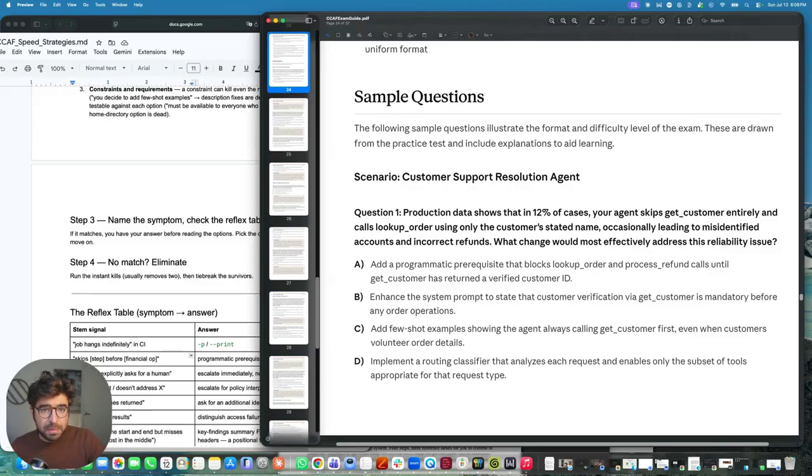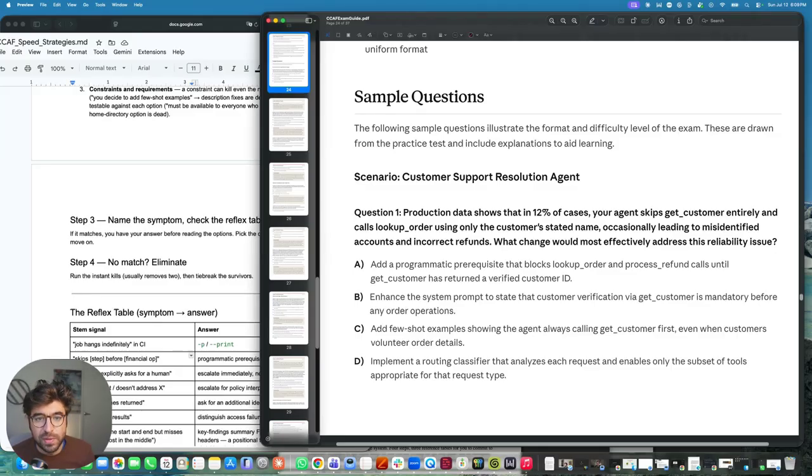Option D: implement a routing classifier that enables only the appropriate subset of tools per request. This one is the most sophisticated sounding one, and it is wrong on a different axis than the other two. The problem here isn't which tools are available, it's what order they're getting called in, and D fixes the availability, but the bug is the ordering. So it's the wrong layer entirely.